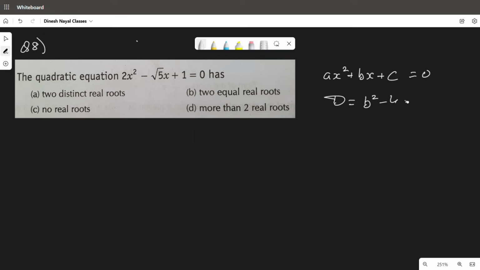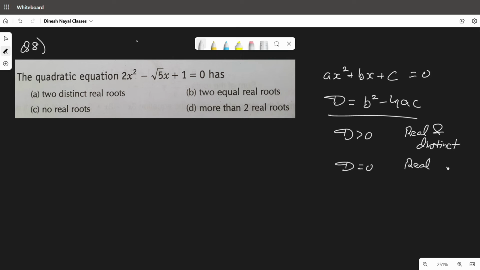Now if this discriminant D, b square minus 4ac, is greater than 0, then the roots are real and distinct. If D equals 0, the roots are real and equal. And if D is less than 0, then there are no real roots, or the roots are imaginary.